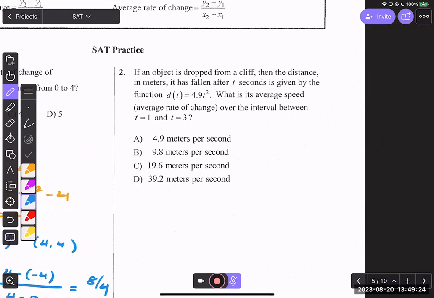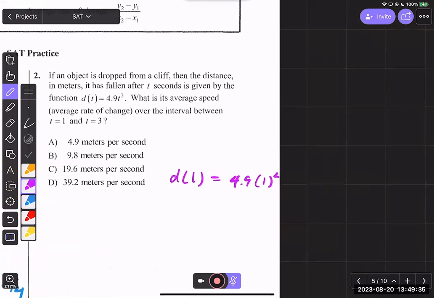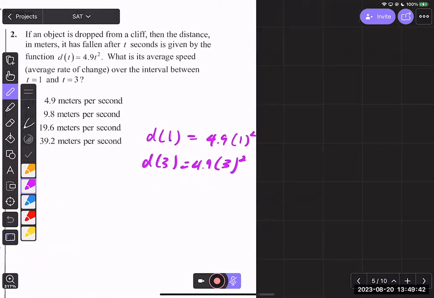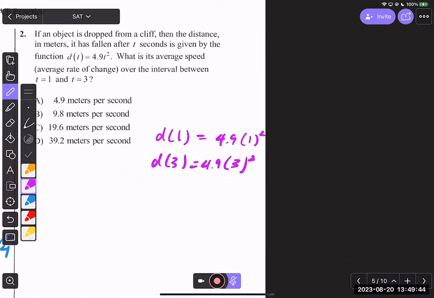Okay. So what you said was first plug it into those two, right? Okay. So D of 1 is equal to 4.9 times 1 squared. And then D of 3 is equal to 4.9 times 3 squared. Okay. So my question to you right now is, do I actually have to go through and calculate what each of these two values are, or is there maybe a little bit of a better way?